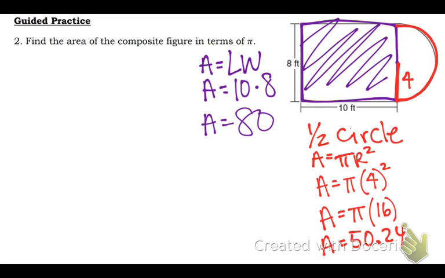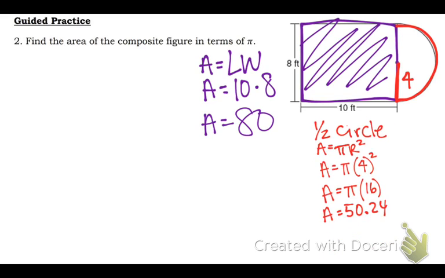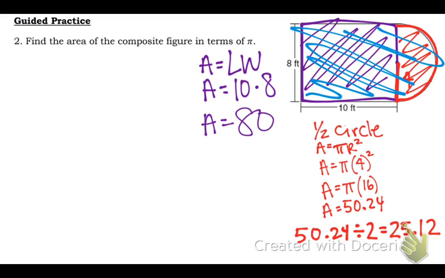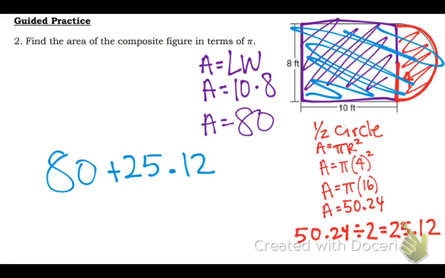However, that is for the entire circle, but we only have half of that. So we're going to have to take half of this number, because we only have half the circle. So 50.24, we split it into 2, and we get 25.12. So now we have all of this. To find the area of the entire shape, we add those two numbers together. So 80 plus, what do we say? 25.12. 105.12, sorry. And then it is feet squared.